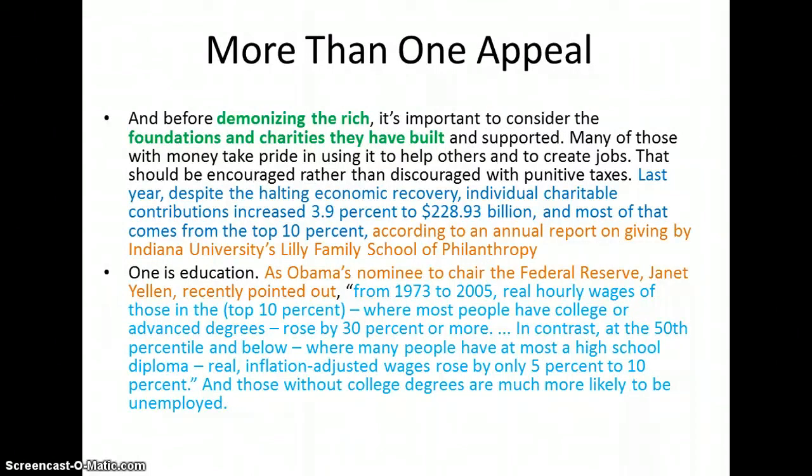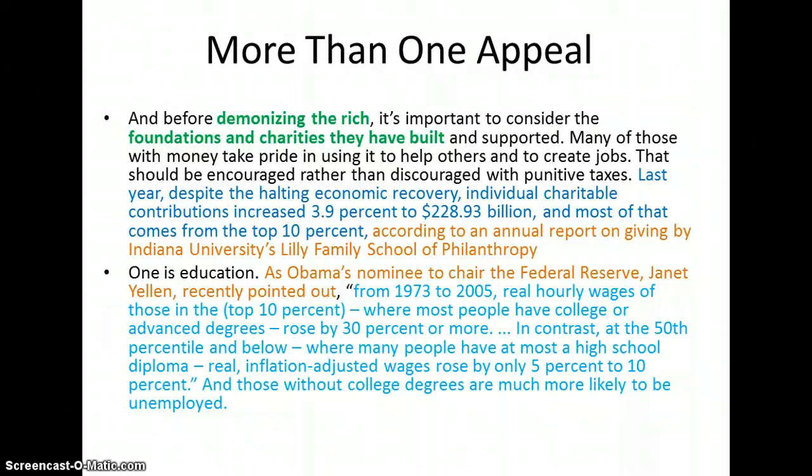So here's where we use more than one appeal. We have more than one appeal available here. We've got demonizing the rich, foundations and charities they have built. So before demonizing the rich, this is kind of creating some sympathy for rich people, feeling sorry for them. It's important to consider the foundations and charities they have built and supported. So the green there is pathos. Many of those with money take pride in using it to help others and to create jobs. That would be encouraged rather than discouraged with punitive taxes.